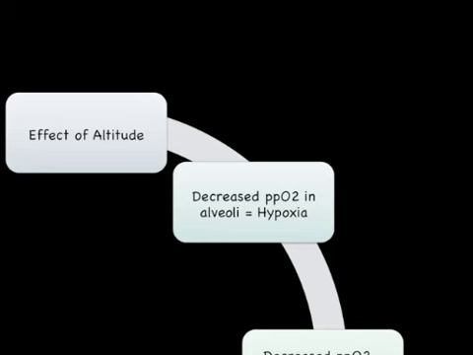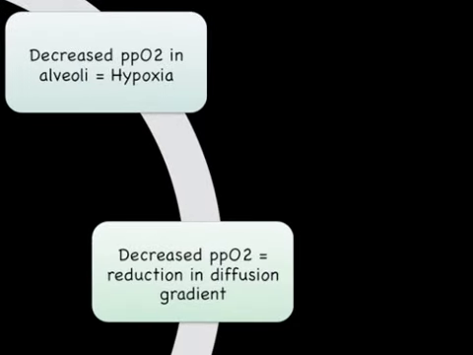So if we start at the top, essentially the effect of altitude is, as we discussed just a minute ago, you get a decrease of partial pressure, PP, of oxygen in your alveoli, in the base of your lungs, and that gives you that state of hypoxia. The decreased partial pressure of oxygen means a reduction in the diffusion gradient. Now, in a nutshell, what that means is that curve that we drew last week on the graph shifts to the right.